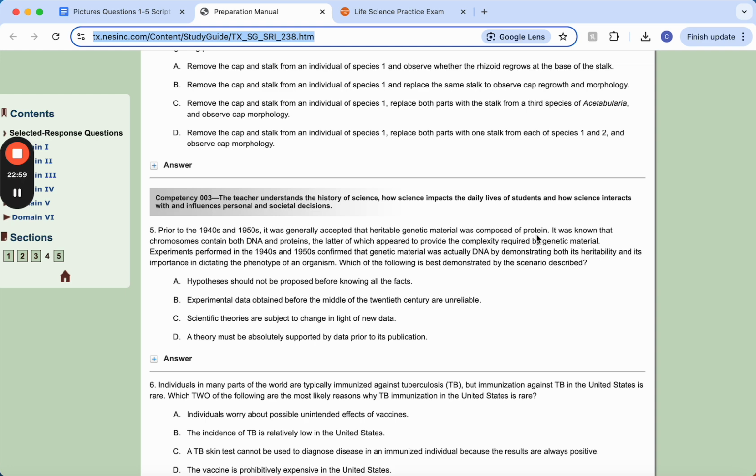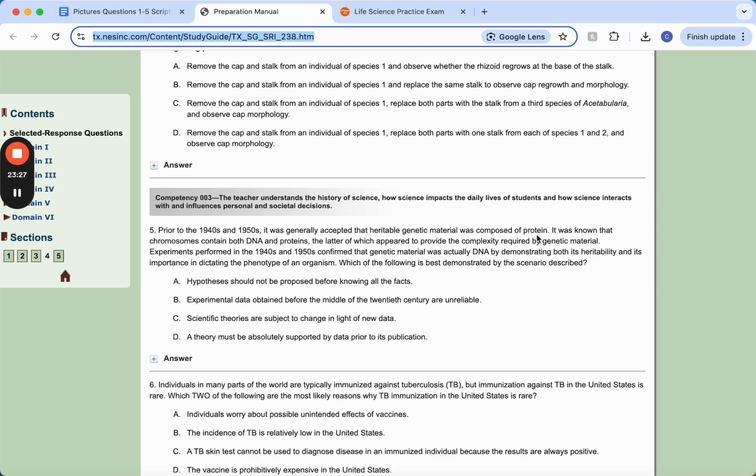So A, a hypothesis should not be proposed before knowing all of the facts. B, experimental data obtained before the middle of the 20th century are unreliable. C, scientific theories are subject to change in light of new data. D, a theory must be absolutely supported by the data prior to its publication. So again, let's go through these incorrect answers first.